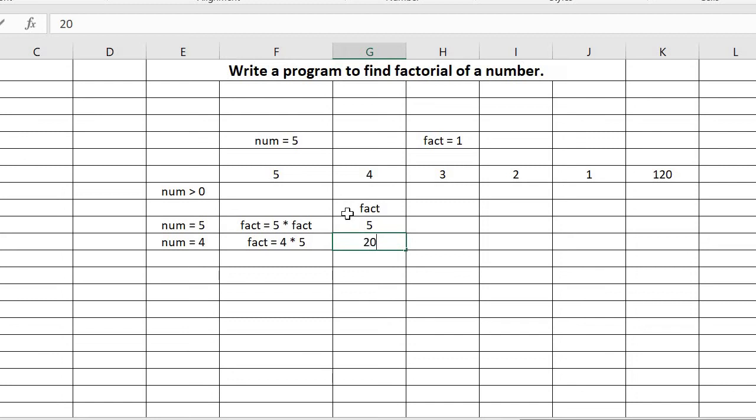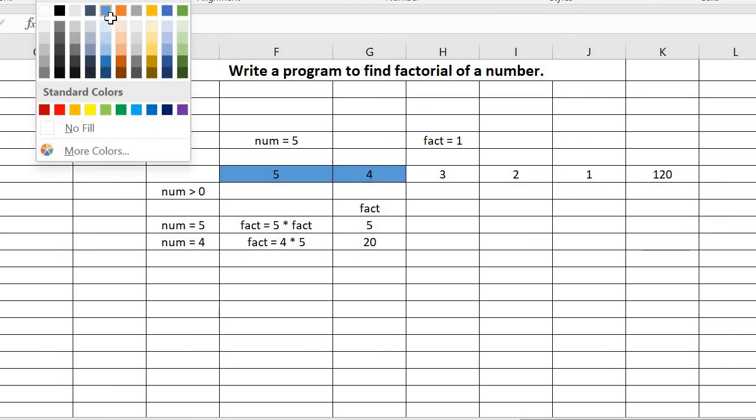I will repeat it. I have taken a variable fact in which I will store the result. And I have to multiply all the numbers from 5 up to greater than 0, which is 1 of course. Initially I have taken num is equal to 5. I multiplied 5 into fact, which is equal to 5. Then I have taken the second number. This I have multiplied, this I have multiplied, so I will mark them.